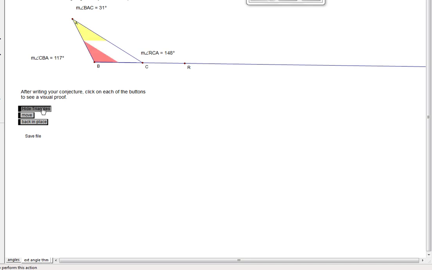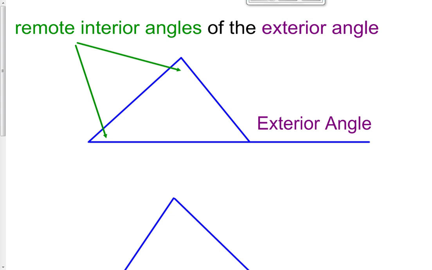Notice if I have these two triangles in there and I move them to the exterior angle, it's the sum of those two. You kind of see that? So if I add up 31 plus 117, it moves to the exterior angle, and it's always the sum of those two. So to define these terms here, the remote interior angles, here's the exterior angle.